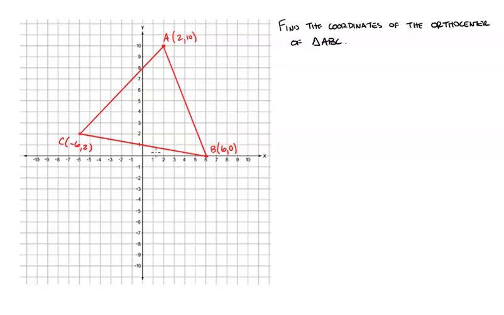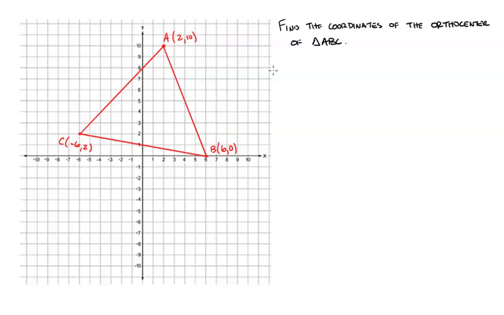So the process that we're going to go through is we're going to find the equation of two of the altitudes, because we know the orthocenter is where the altitudes intersect. We're going to find the equation of two of those altitudes, and then we're going to solve that system of equations. So the first thing I'm going to do is find the altitude that goes from point A down to segment BC.